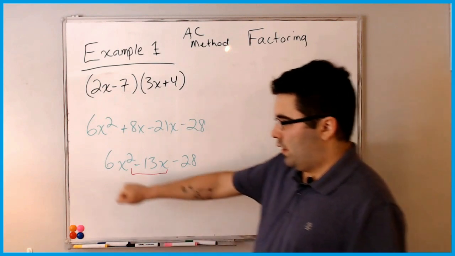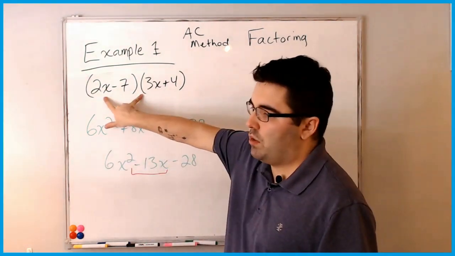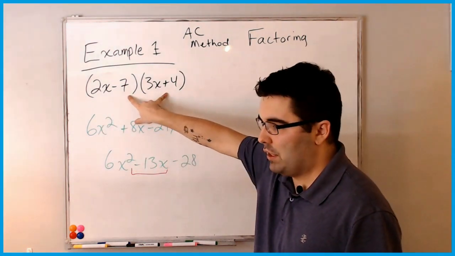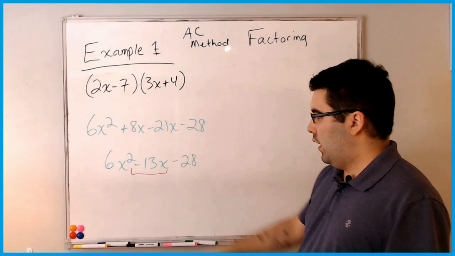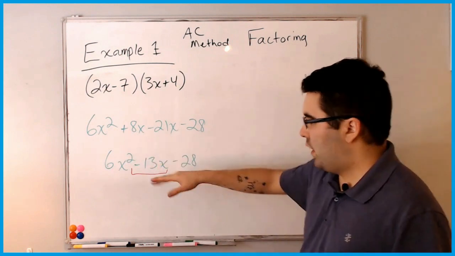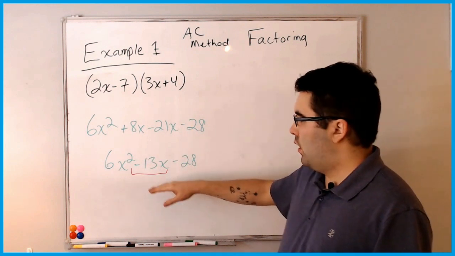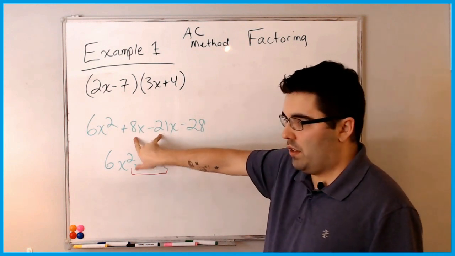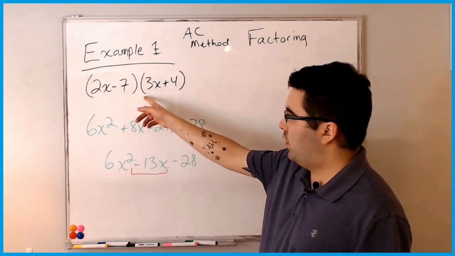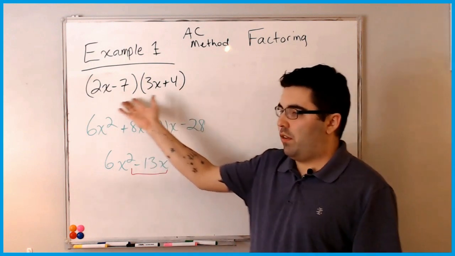It's obvious that 6x squared is 3 times 2. It's obvious that negative 28 is 7 times 4. It's not obvious where this comes from. We know because we just did it, but if you just had this, you wouldn't know that it was 8 minus 21. You would just know I've got a negative 13 and look up here at these numbers. How do you get negative 13 out of this?